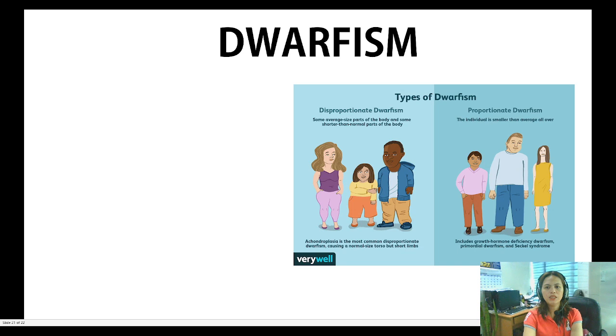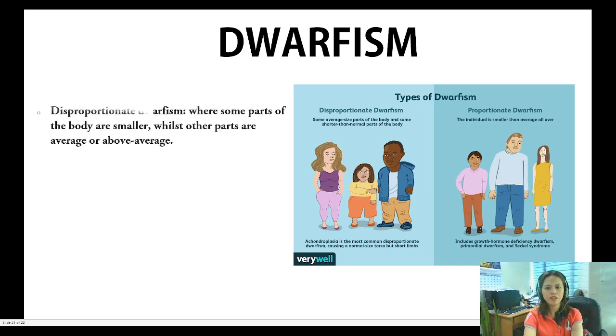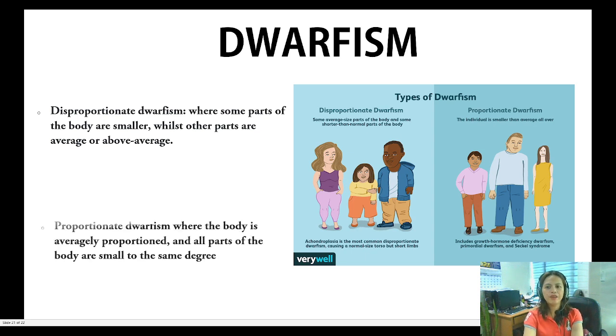So what are the different types of dwarfism? We have here the disproportionate dwarfism. It is where some parts of the body are smaller while the other parts are average or above average. We also have here the proportionate dwarfism. It is where the body is averagely proportioned and all parts of the body are small to the same degree.